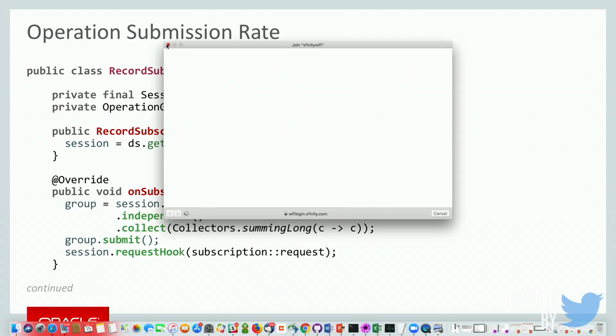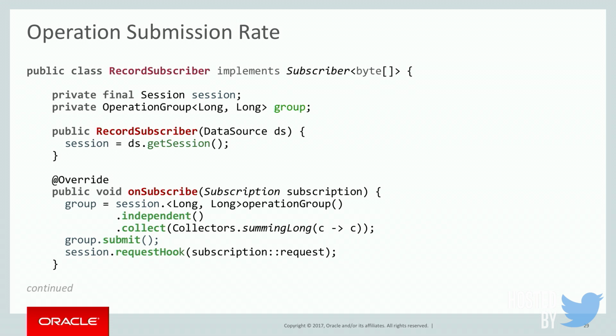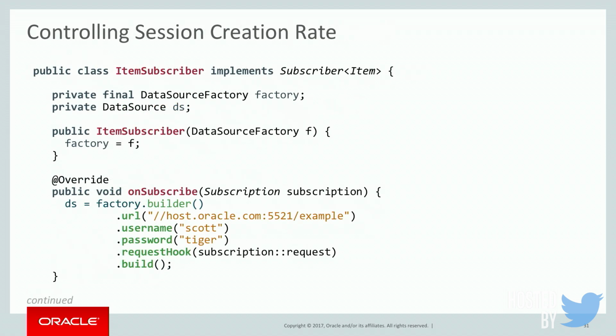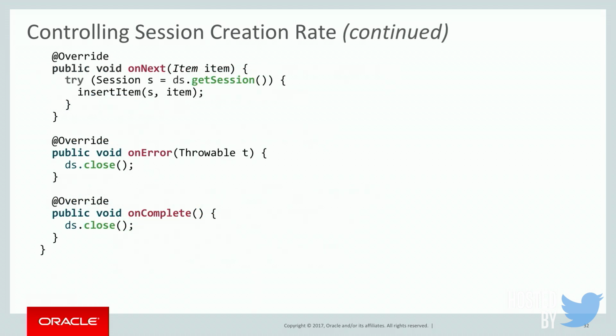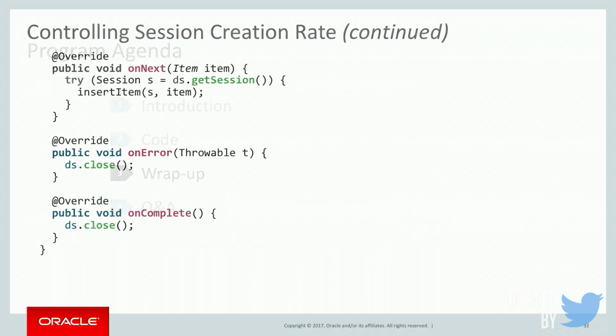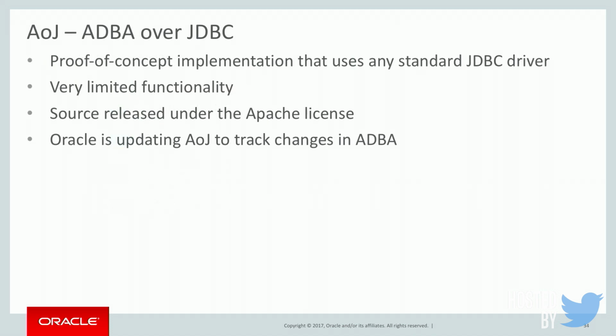So we give you something we're calling request hook. So you need to implement the subscriber interface, and look at here, request hook. This is how you tell the publisher that you can sustain or you cannot, so it's gonna slow down. Last, controlling session creation rate, same mechanism, you have to implement the subscriber interface, et cetera, et cetera. Okay, I need to wrap up because we're short of time.